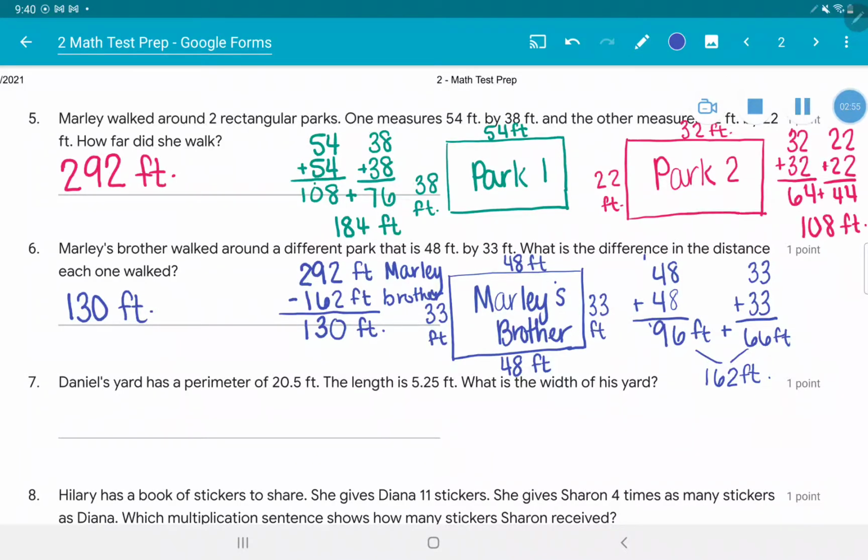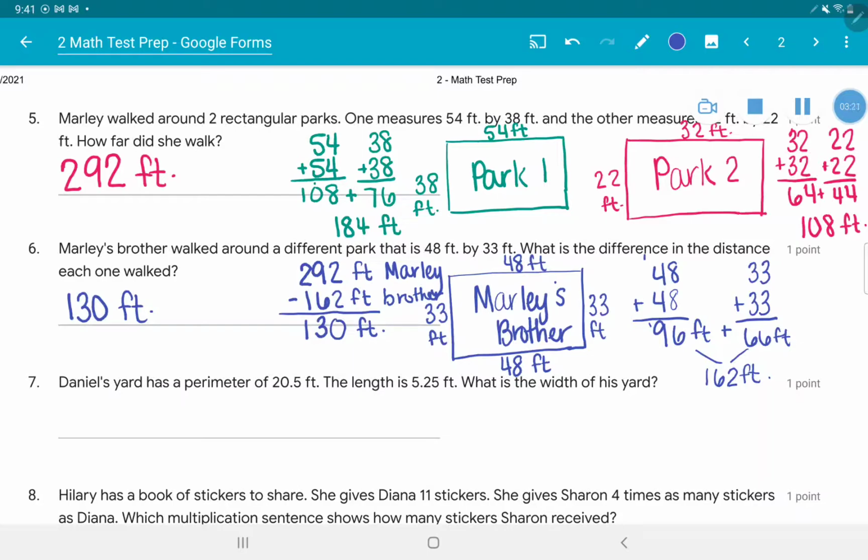Okay, very good. So Marley's brother walked how far? Okay. So Marley's brother walked 162 feet. Harper just told us that. In the problem before, we found that Marley walked 292 feet. So Jacob, what's the difference in the distance each one walked?